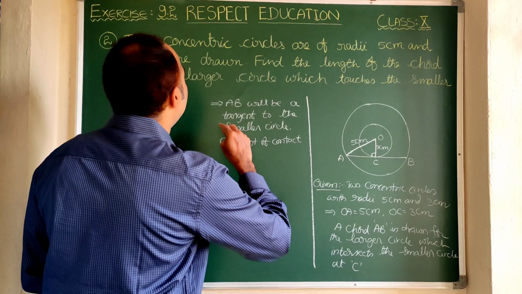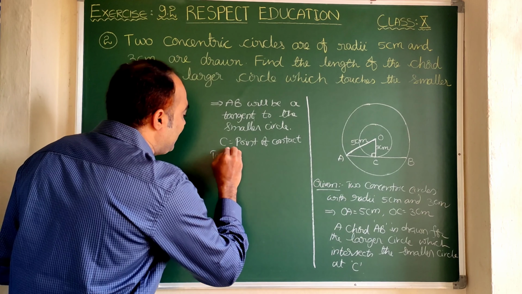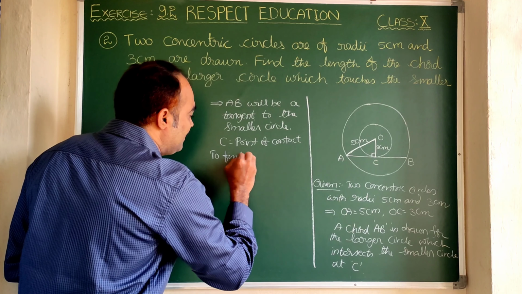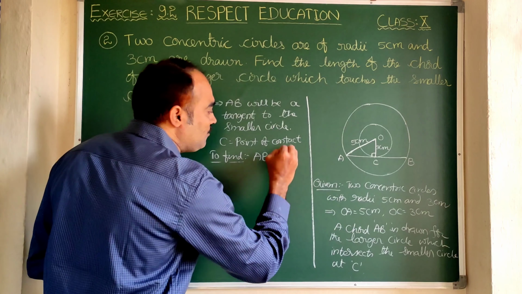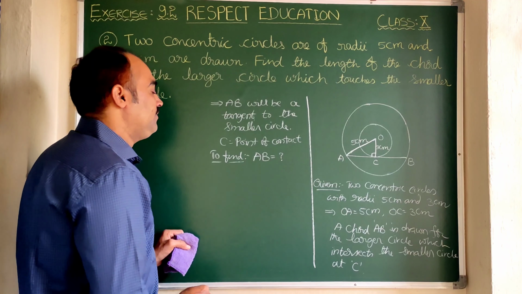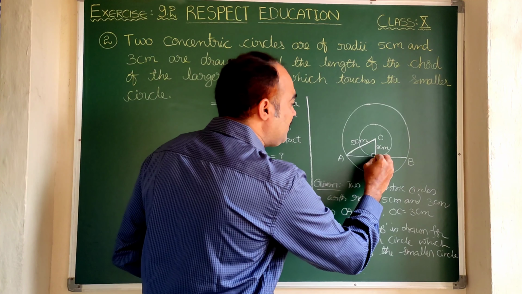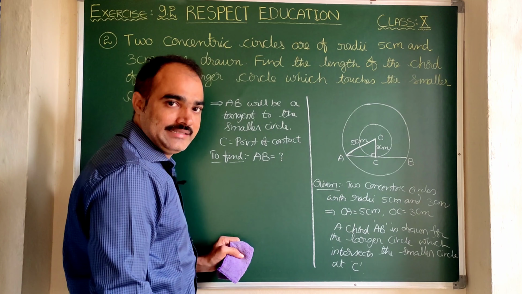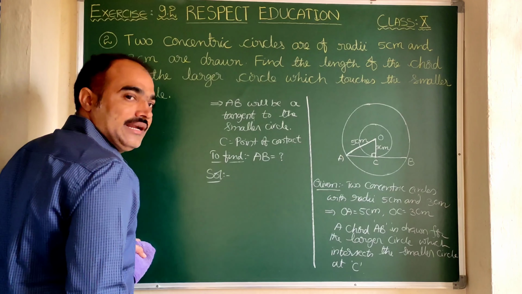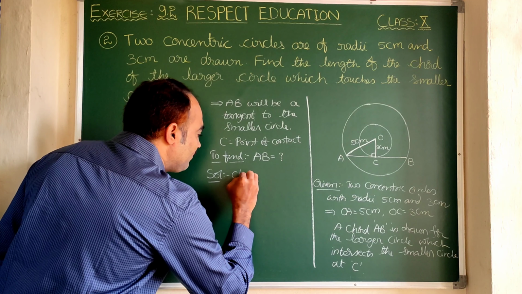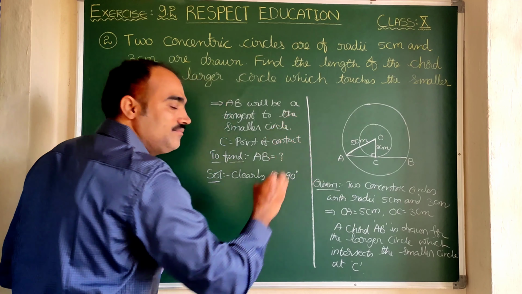Before that, let us write what to find here. Find the length of the chord. So here, to find: the length of the chord, that means AB. AB is the question mark for us. Right. Here if we observe carefully, what is the angle at C here? 90 degrees. Let us start the solution from there. So we can write clearly that angle C is equal to 90 degrees.